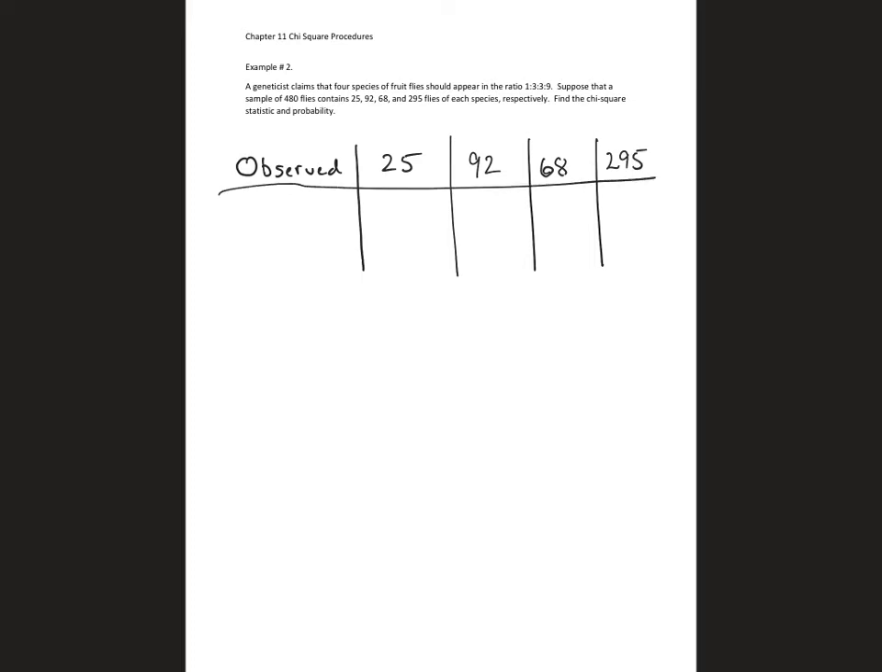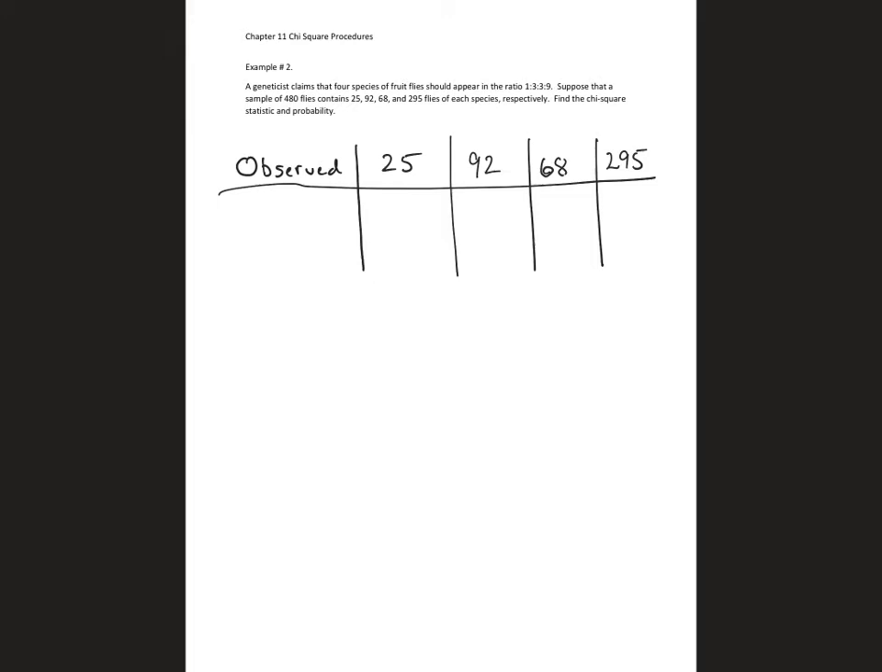Okay, so first, I guess we should just make a chart with our observed counts. There are 4 types of fruit flies. So we have 25, then we had 92, then we had 68, and then we had 295. So that was the observed counts.